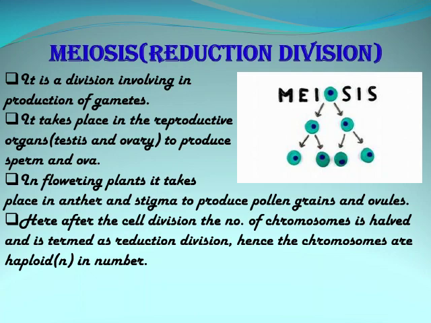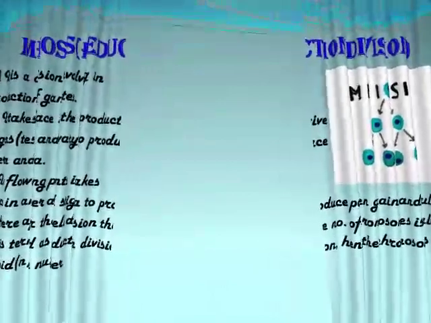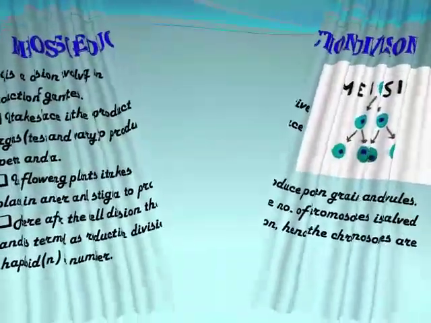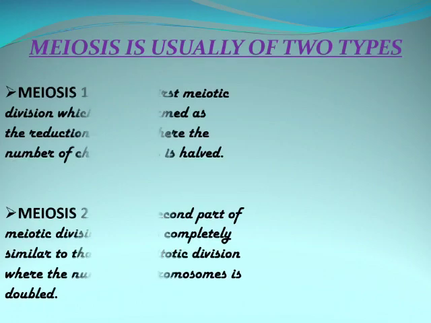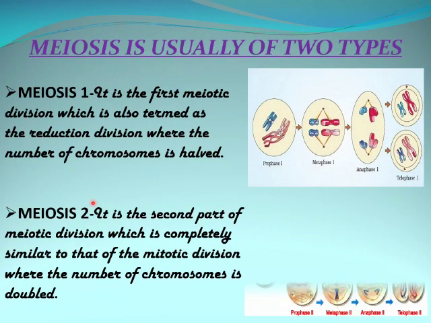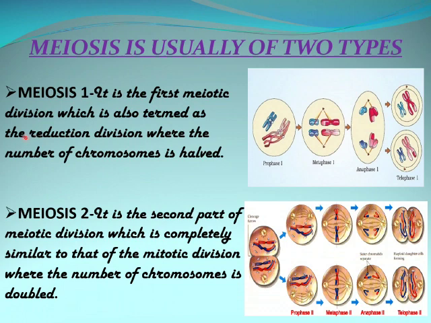Now, meiosis is studied as meiosis 1, the first meiotic division, which is the reductional division. It continues as prophase 1, metaphase 1, anaphase 1 and telophase 1. Now let's see what prophase 1 is.